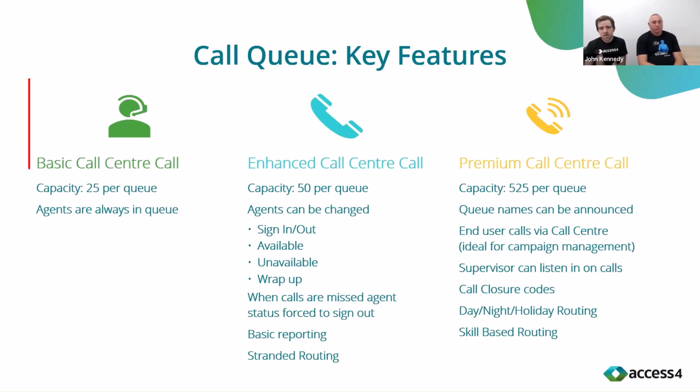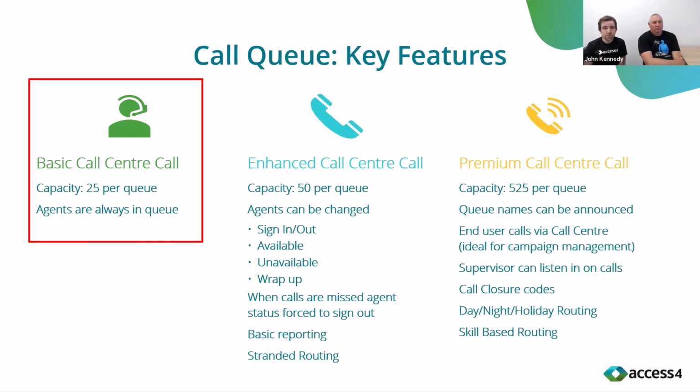So basic call queue, capacity of 25 calls per queue. So quite limited on that side, but 25 is probably enough for most call queues. And the agent's always in the queue. So there's no changing your ACD status or anything like that. You're just always going to be available to accept those calls.